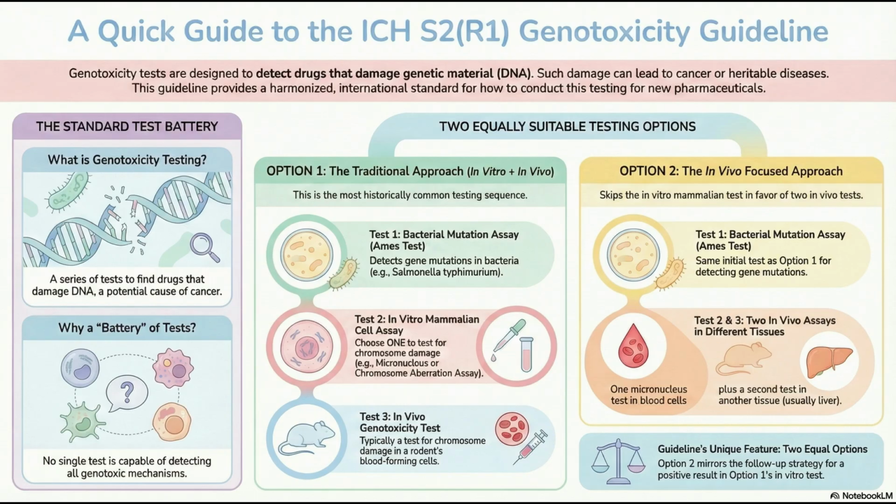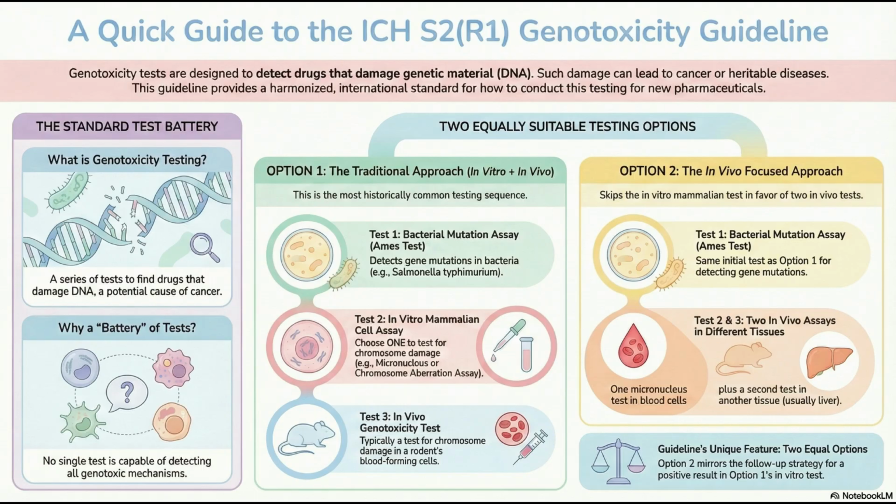Option 2 moves immediately to the animal model. Test 2 is the in vivo micronucleus assay, just like option 1's test 3. But because we skipped the in vitro mammalian cell culture, we need a third test, a second in vivo test, to make sure 2 different endpoints are covered. And what does that third test typically cover? It's a second in vivo assay with a different tissue and endpoint. The most common approach here is a DNA strand breakage assay in the liver, something like the COMET assay.